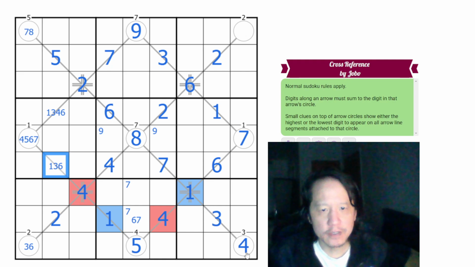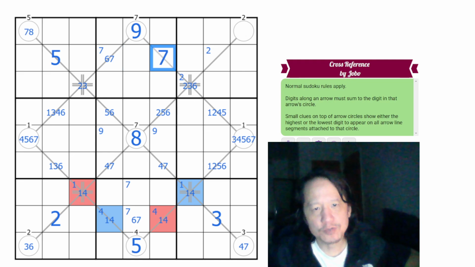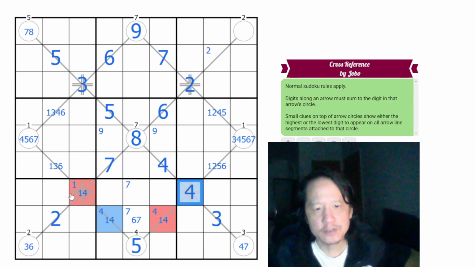So far, that's looking kosher. What if this were 7? And this would be 2. This would have to be 3. This would be 6. This would be 5. This would be 6. This would be 4. 7. This is 4. This is 1. This is 4. This is 1.